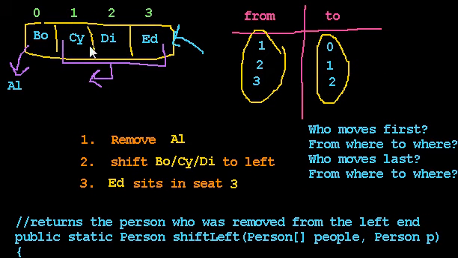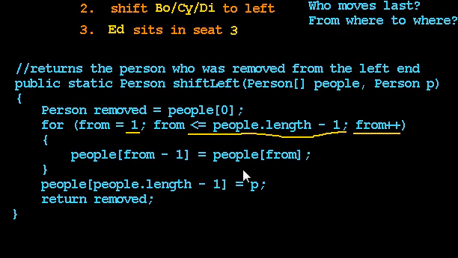Psi moves, then Di moves, then Ed. The wave is moving to the right. The indexes are increasing even as people move to the left to a decreased index. And we needed to make sure we put from here and from minus 1 here.